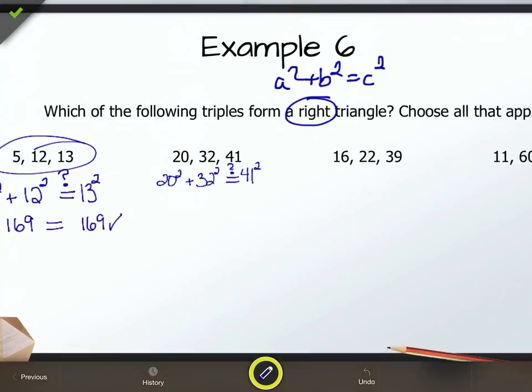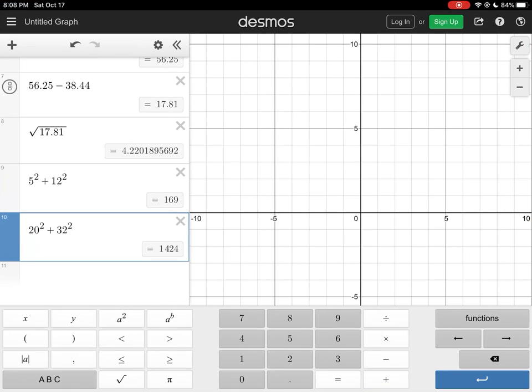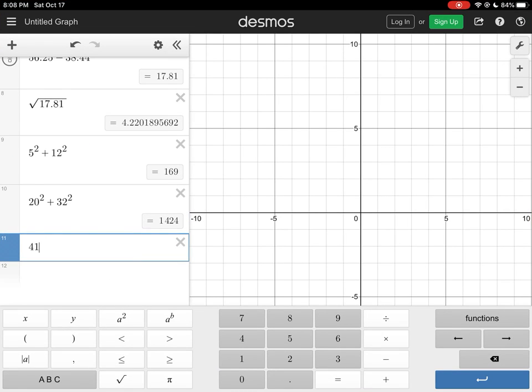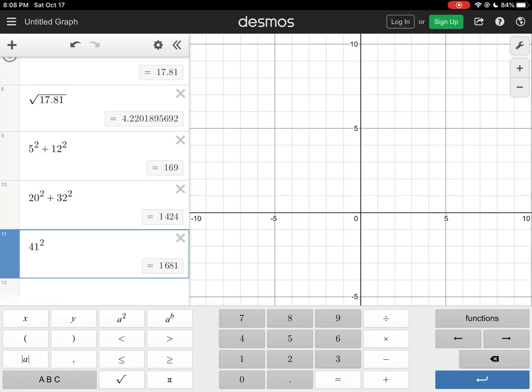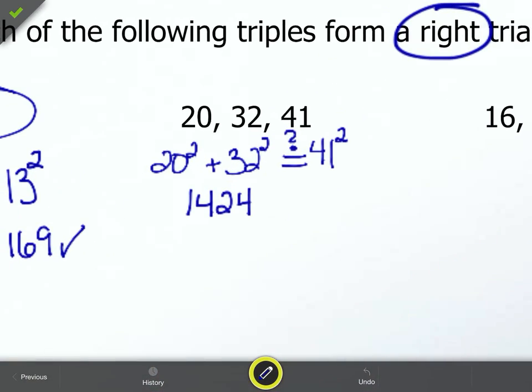And again, you got to show me your work. You can't just have something circled. Okay, if you just have something circled, I'm going to mark it and ask you to redo it. So then I do 41 squared. 1681. Okay. Are those two numbers the same? 1424, 1681? Absolutely not. So this would not make a right triangle. It might make a regular triangle, but it's not going to be a right triangle.